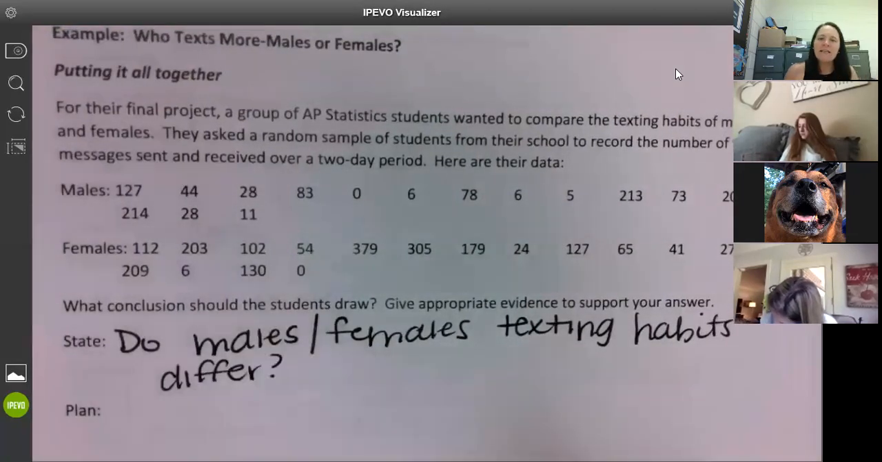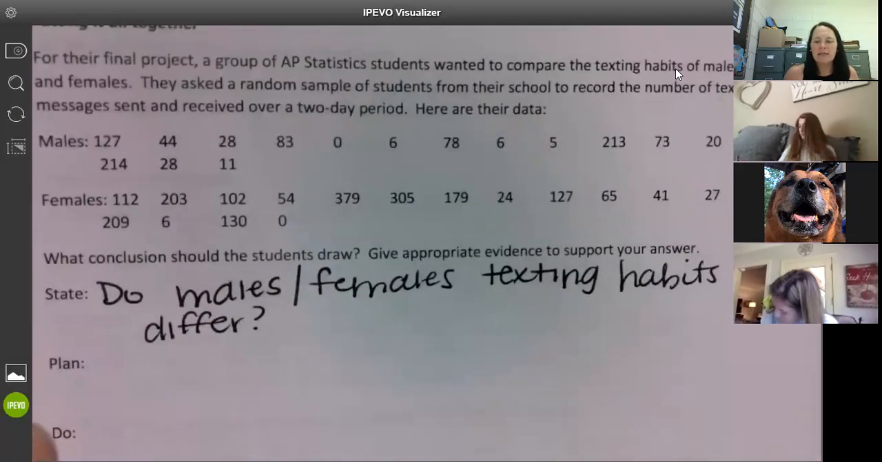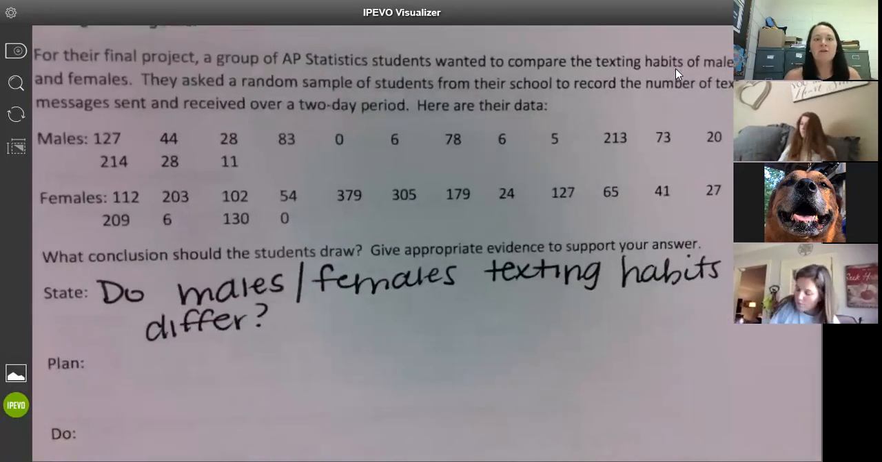Any way that you can state that is fine. It doesn't have to be specific like that. I mean, is there a difference between male and female texting? That would work just fine. So don't feel like you have to stick with the way that I wrote it. So what is the first thing in your plan? What did they tell you the first thing you need to do is?